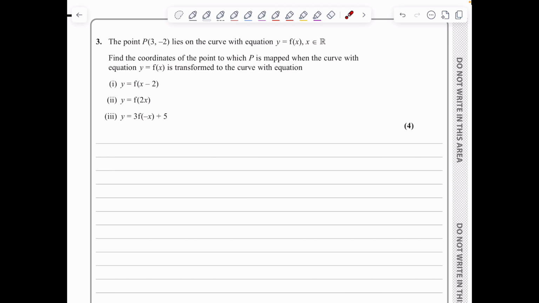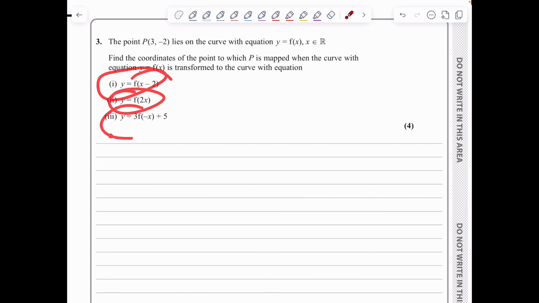In question 3, we've got the point P with coordinates (3, negative 2) lying on the curve with equation y is f of x, and we are asked to find the coordinates of the point to which P is mapped when the curve with equation y is f of x is transformed to the equation given here.